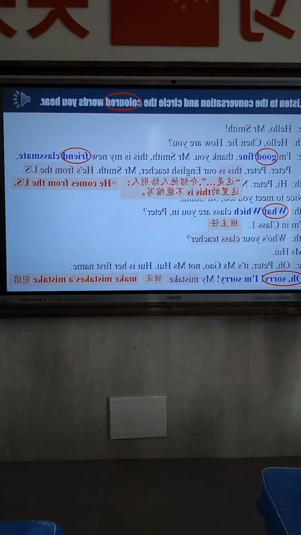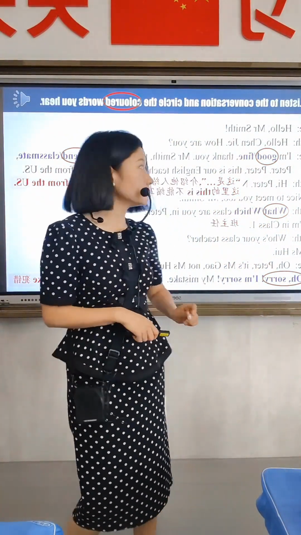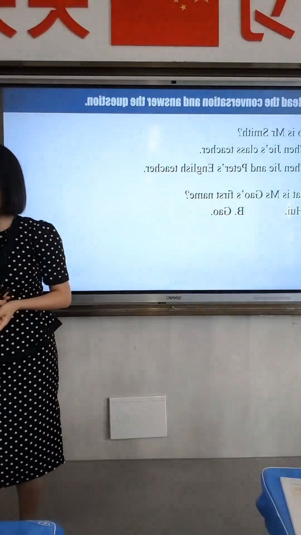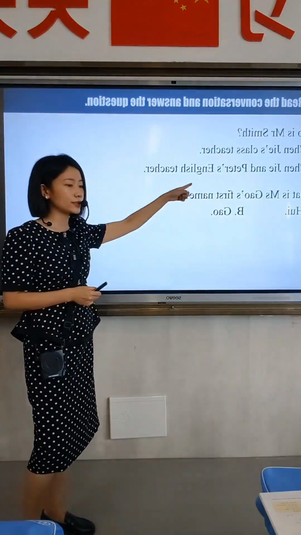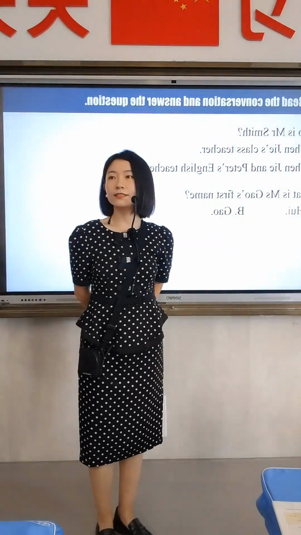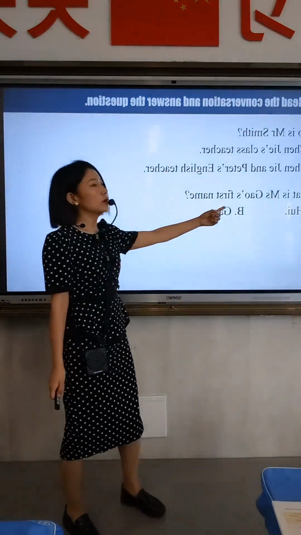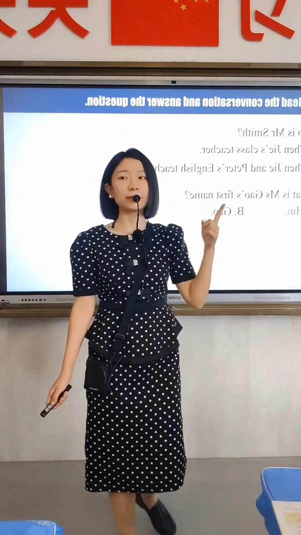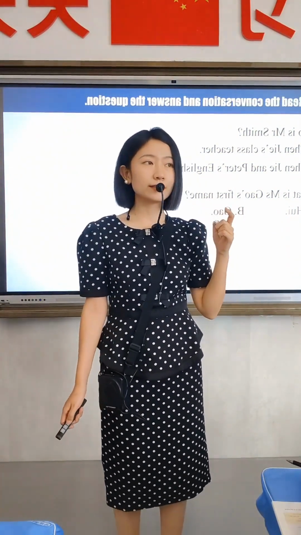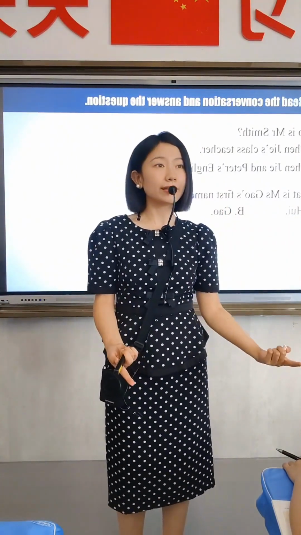Now please turn to page 22. You will see two questions there. Please read the conversations and then try to finish these two questions. Go, 20 seconds. First one? B. Yes, and number two? A. So we know who is her first name. Then what is her full name? Full name. Go away, right?